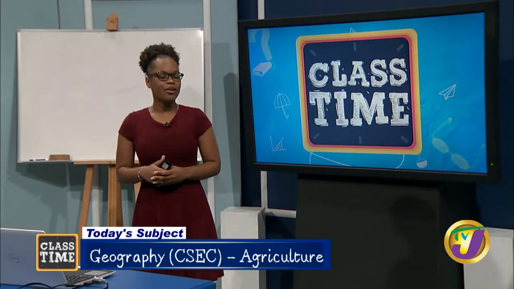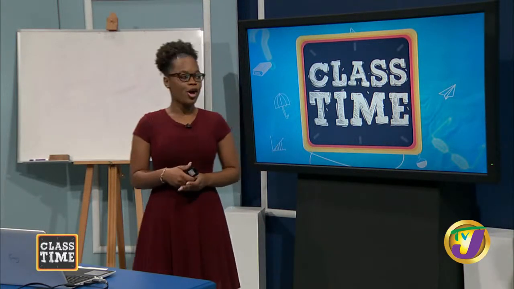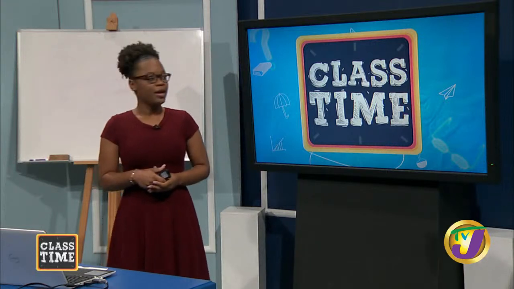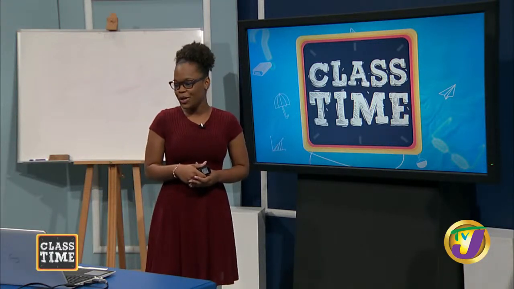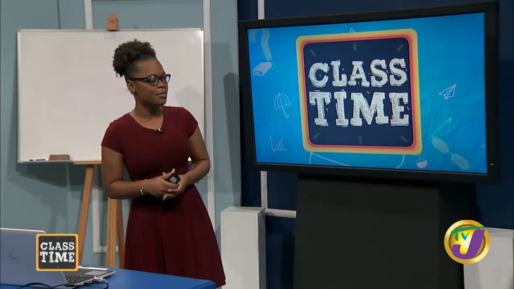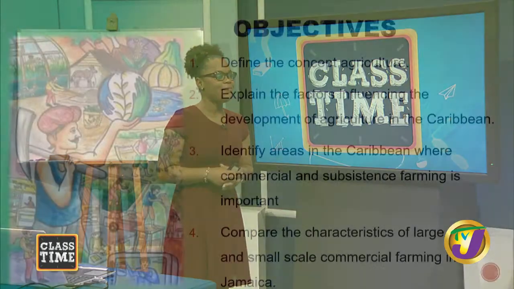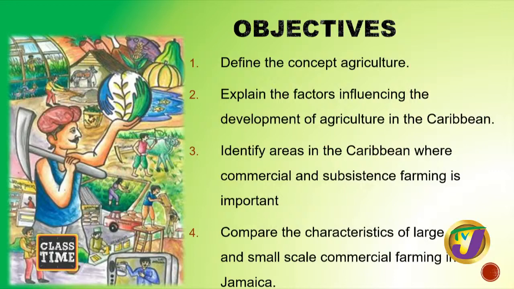Today we'll be discussing agriculture as a primary economic activity. Now our objectives for today would include defining the concept agriculture, explaining the factors that are influencing the development of agriculture in the Caribbean region, identifying areas in the Caribbean where commercial and subsistence farming is important, and we will also compare the characteristics of large-scale farming and small-scale farming in Jamaica.